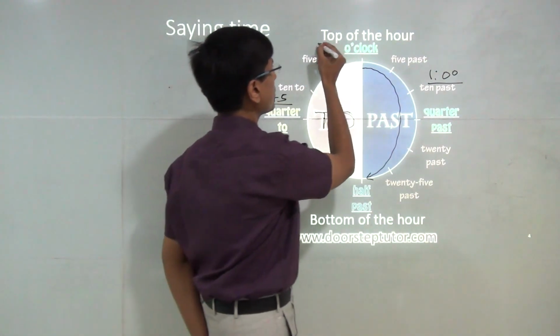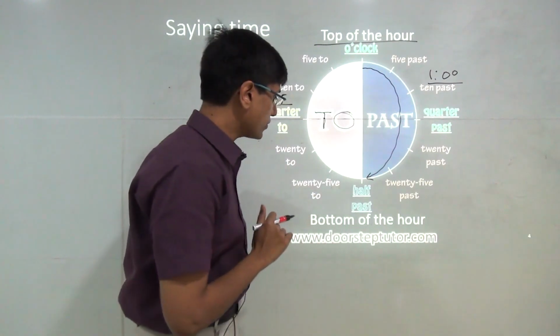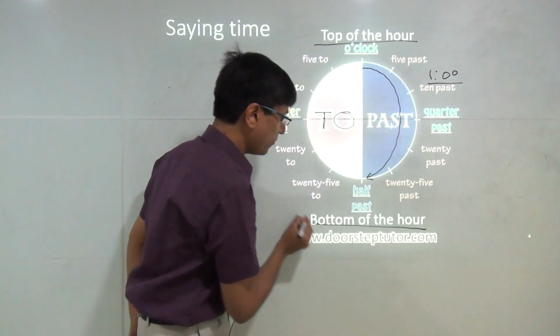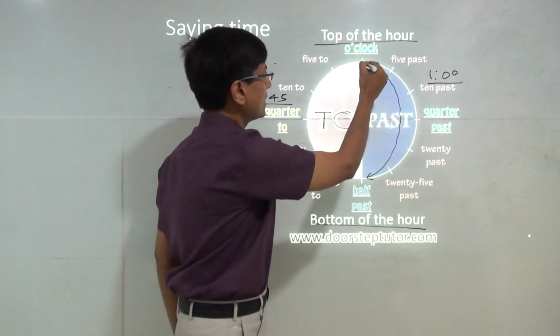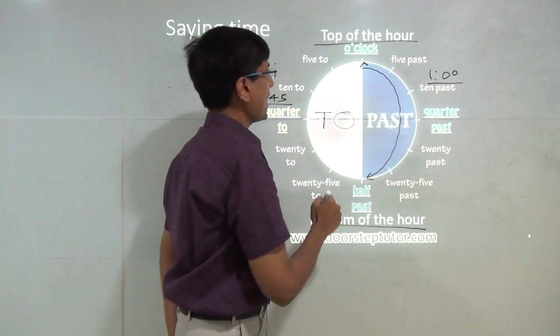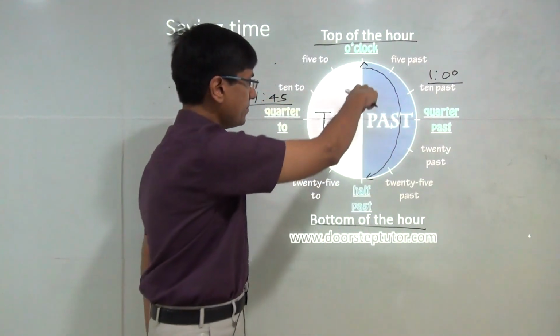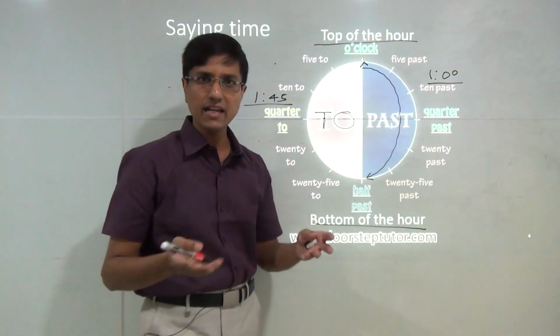There are two other important concepts which I can see are also used in modern problems, which is the concept of bottom of the hour and the top of the hour. Top of the hour means the minute hand is right here at 12, and bottom of the hour means that the minute hand is at 6, or it's 30 minutes past the hour.